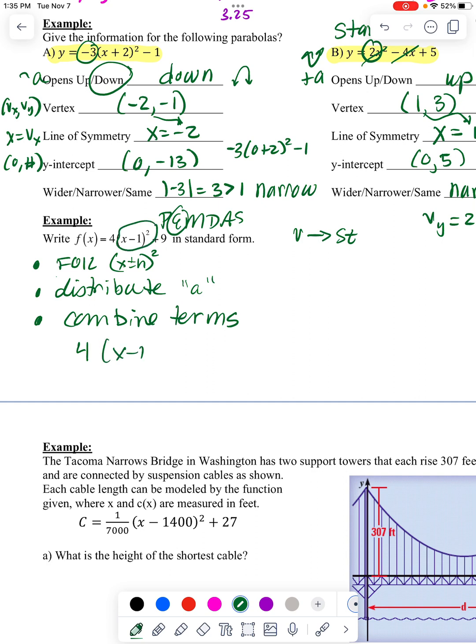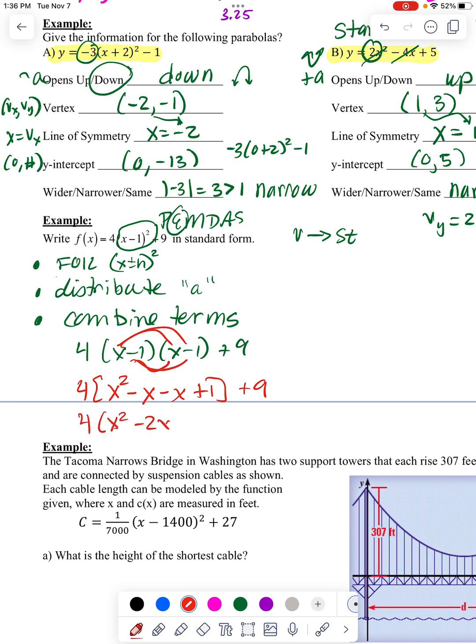So I'm going to take x minus 1 and multiply it by itself using FOIL. So I'm going to do the first, I'm going to let the 4 just chill out in front. First times first, this is the outside, the inside, and here the negatives cancel out. So I end up with a 4, oops, sorry, that should have been squared, x squared, and then these two are a minus 2x together, plus 1, and then plus 9.